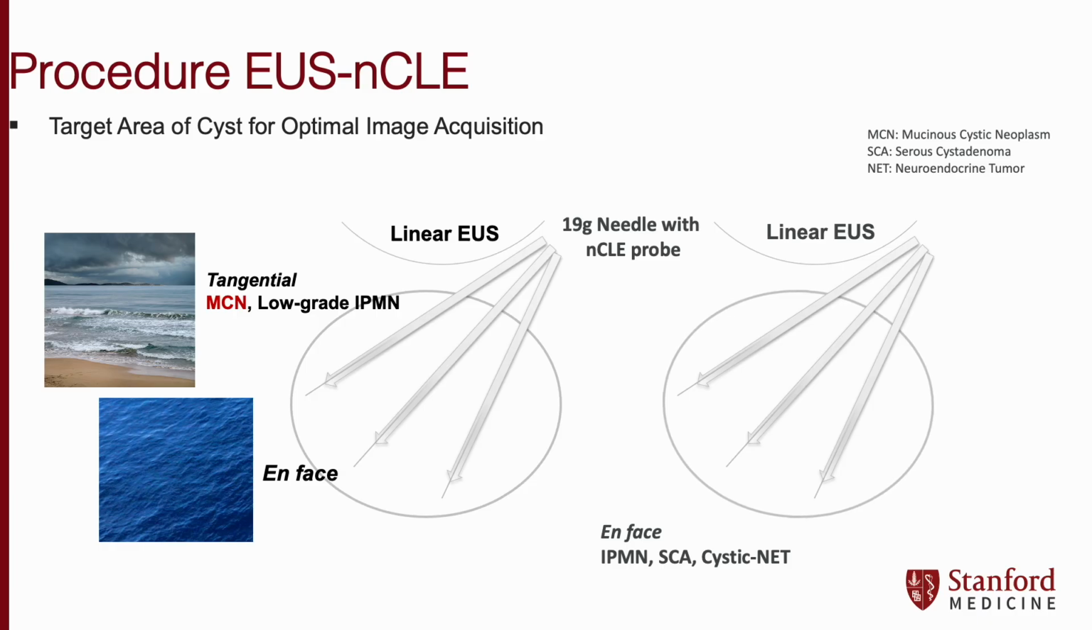During the procedure, after you advance the needle, it's important to get en face imaging from the cyst wall, as well as tangential imaging. En face imaging is extremely important to get optimal imaging of IPMNs, serous cystadenomas, and cystic NET tumors, while oblique or tangential imaging is important in order to identify the epithelial bands in patients with MCN.